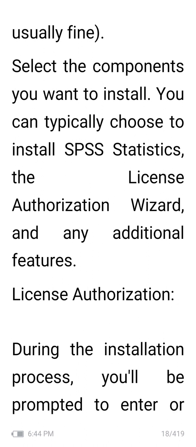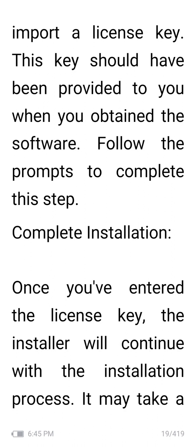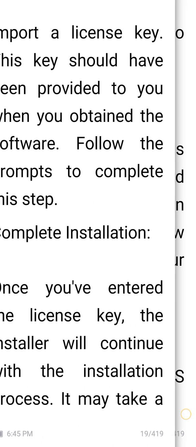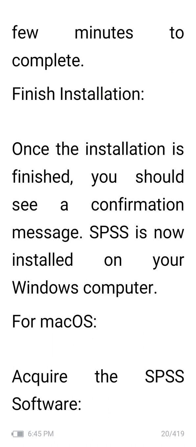Then license authorization. During the installation process, you will be prompted to enter or import a license key. This key should have been provided to you when obtaining the software. Follow the prompt to complete the step. Then complete installation. Once you have entered the license key, the installer will continue with the installation process. It may take a few minutes to complete. Then finish installation. Once the installation is finished, you should see a confirmation message. SPSS is now installed on your Windows computer.